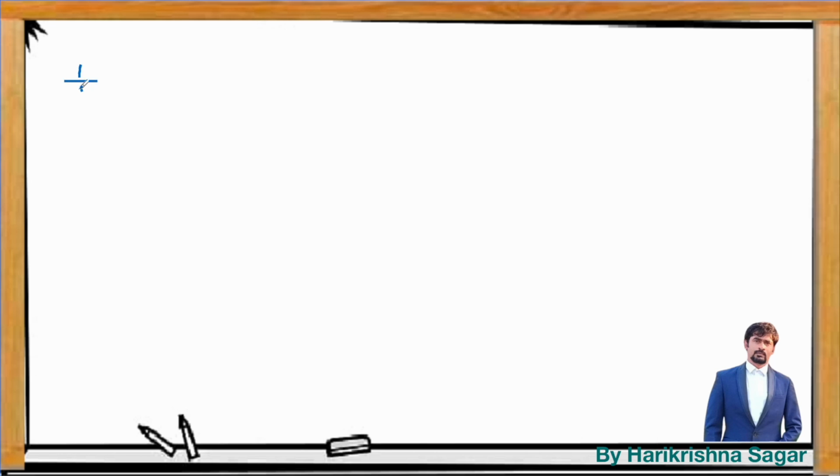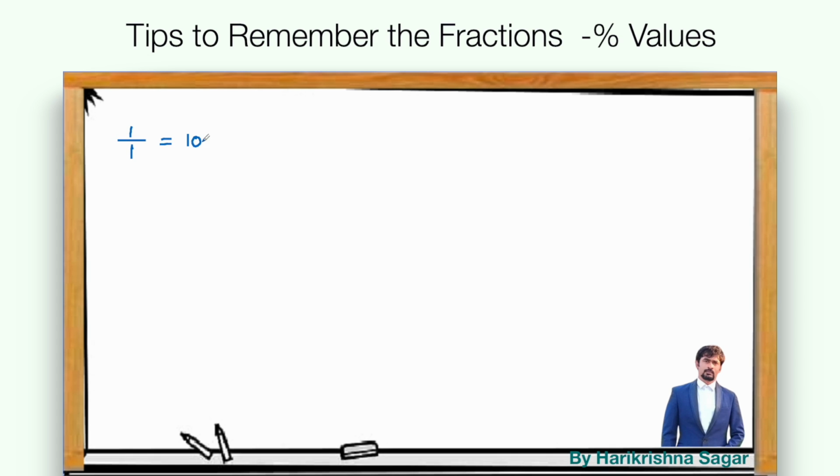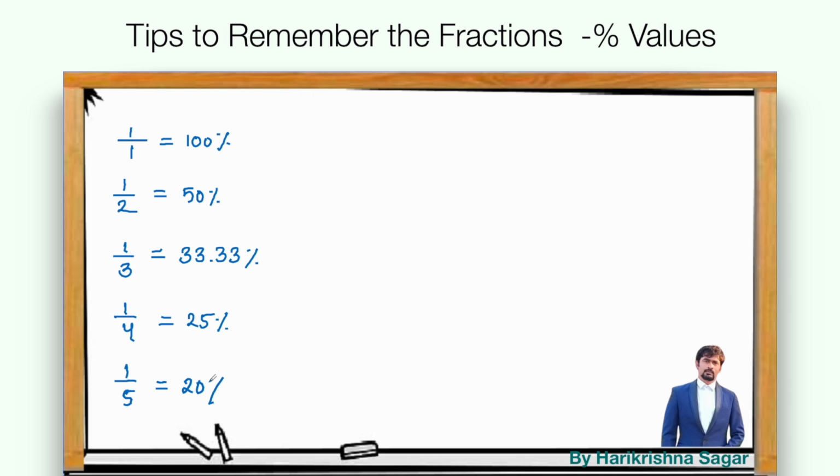So 1 by 1 is 100 percentage, everyone knows this, and 1 by 2 is 50 percentage, 1 by 3 is 33.33 percentage, 1 by 4 is 25 percentage, 1 by 5 is 20 percentage. Till here most of you might remember, and after that we'll try to discuss the trick.